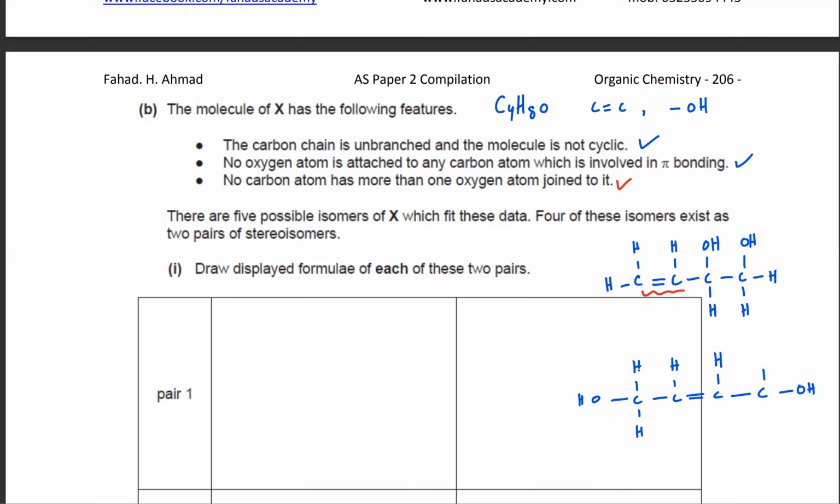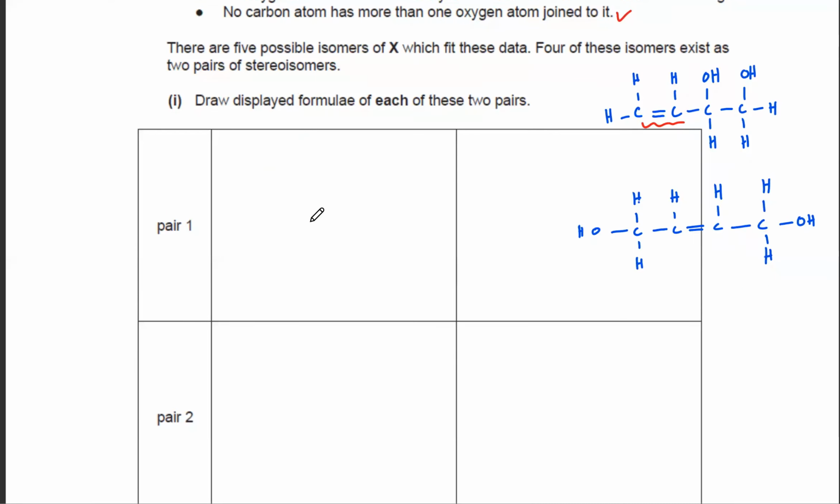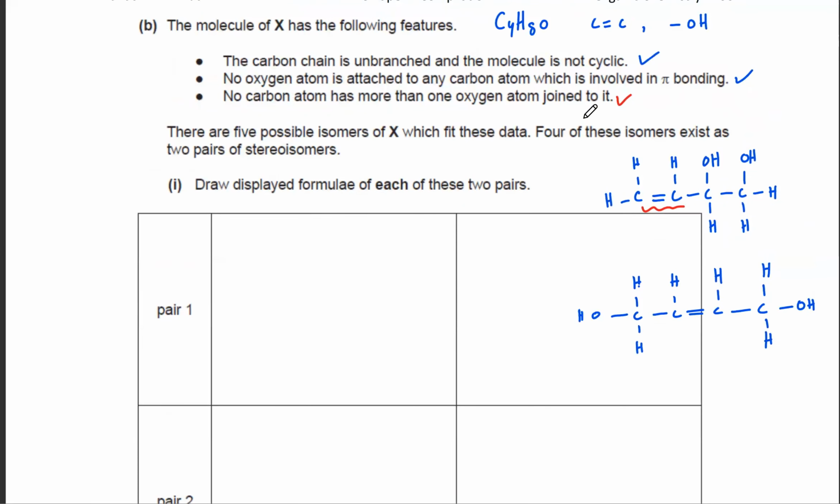So that's another one. So I've got 2 possible isomers. He's saying 4 of these isomers exist as 2 pairs of stereoisomers. And you have to draw those 2 pairs of stereoisomers. So out of the 5, 4 of them are basically stereoisomers.